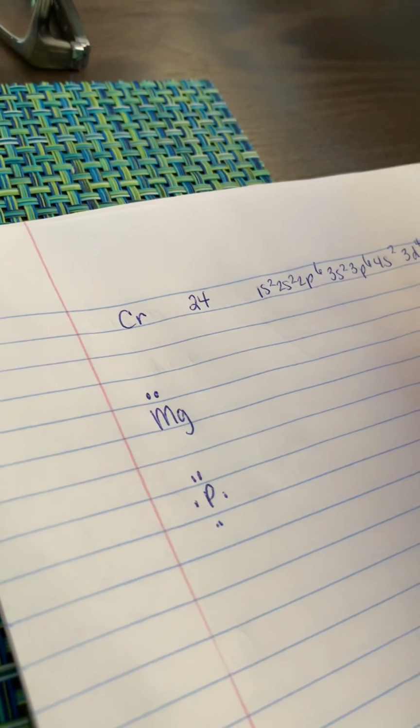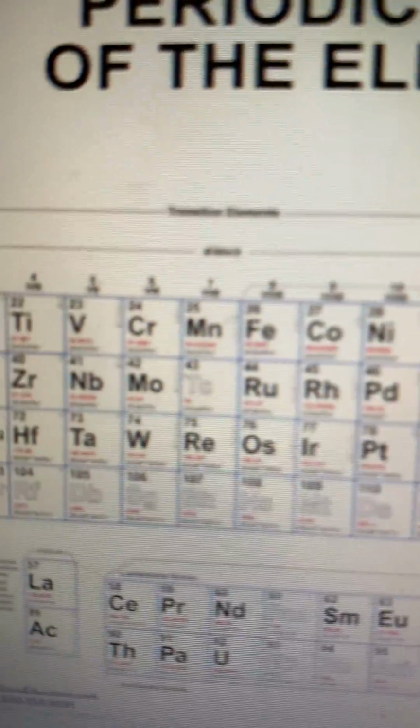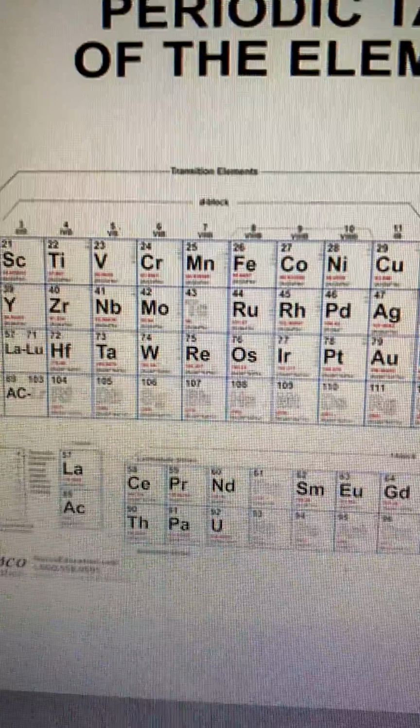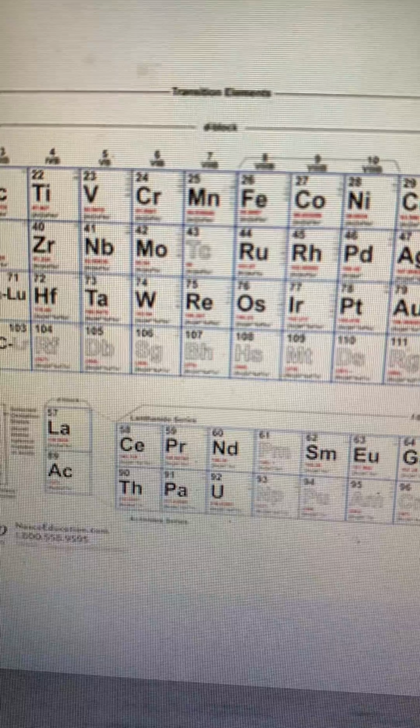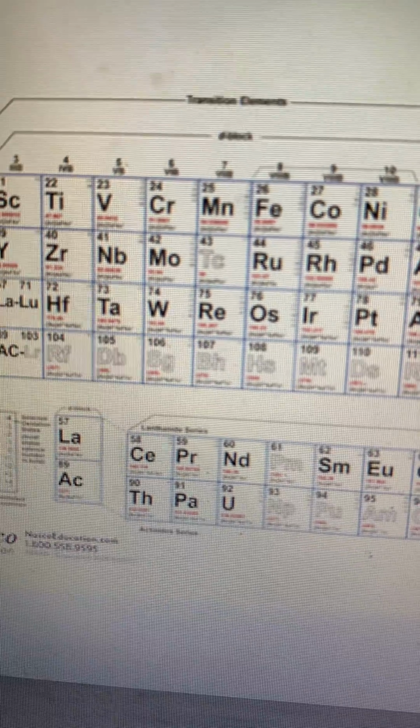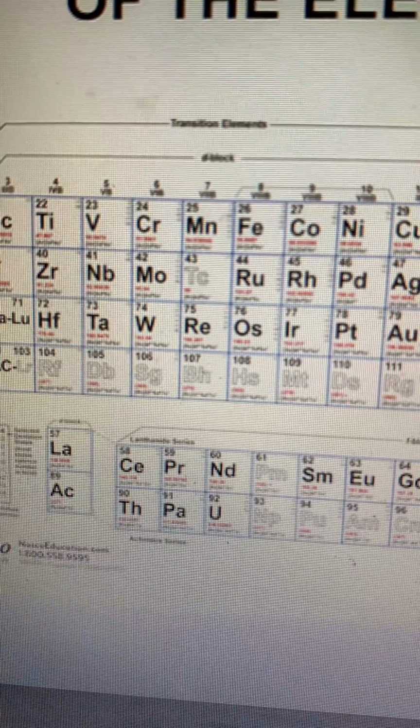If we do something like chromium, okay, chromium is in the D block. You can't use anything fancy. You actually have to do the electron configuration. So chromium has 24 electrons. I chose to write them out. If you look on here, 1s2, 2s2, 2p6, 3s2, 3p6, 4s2, 3d4.